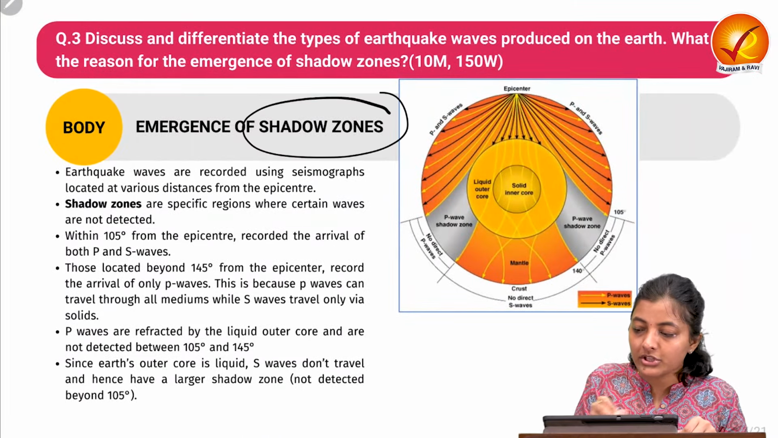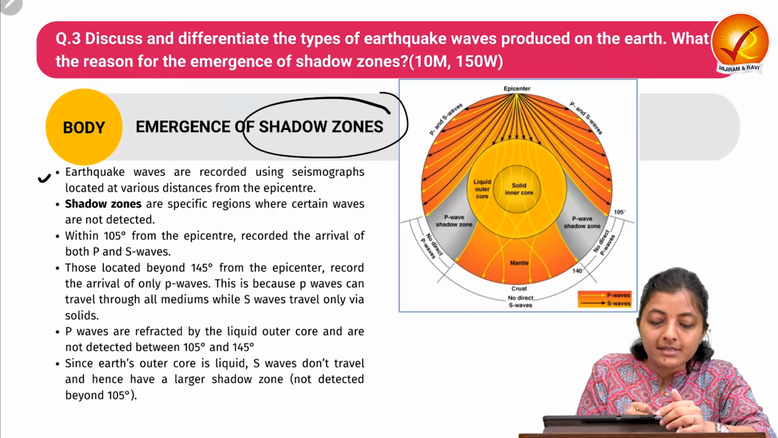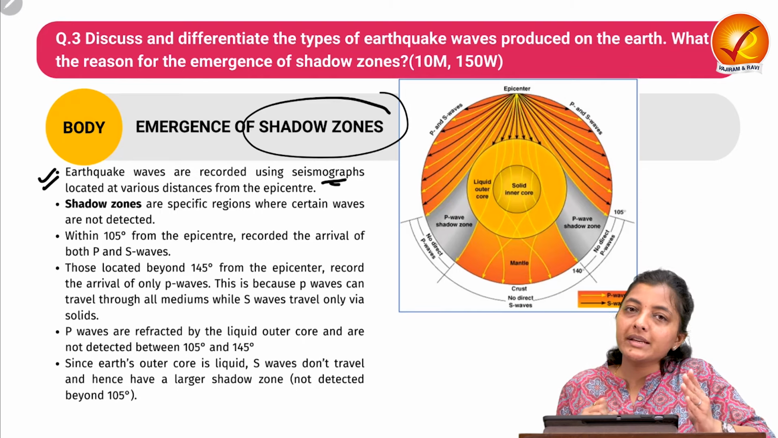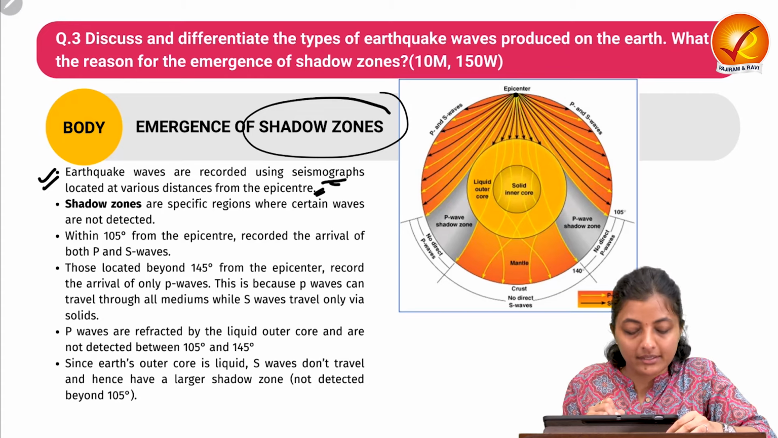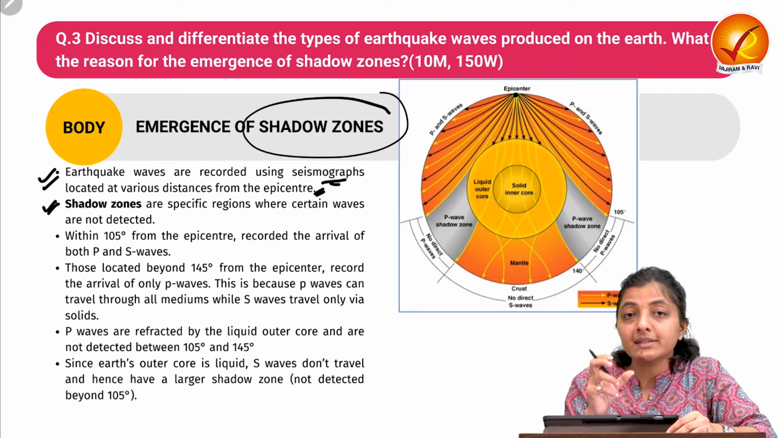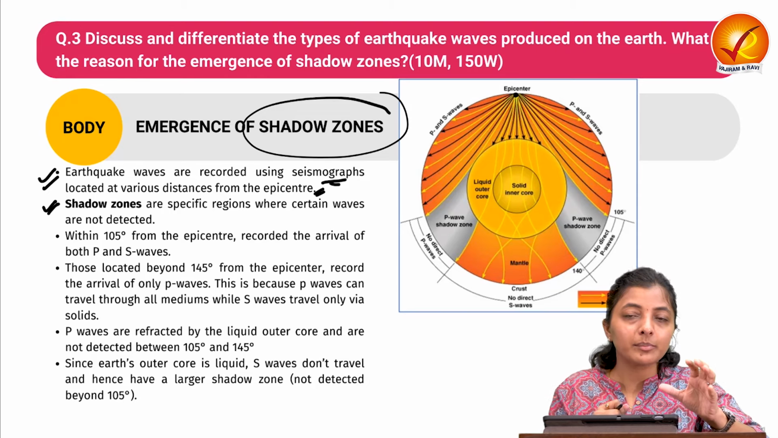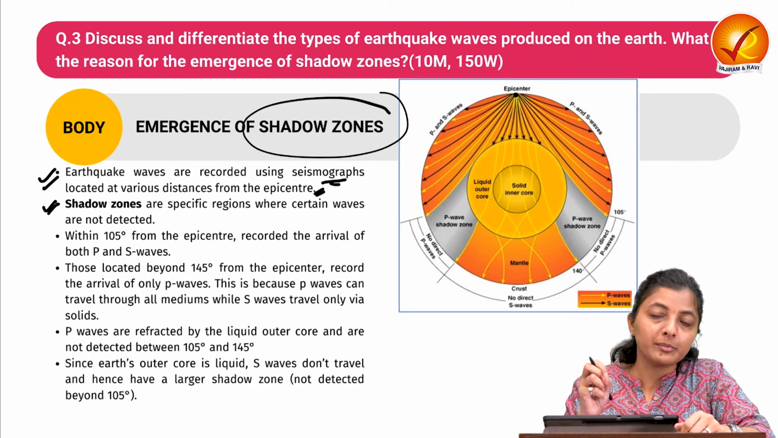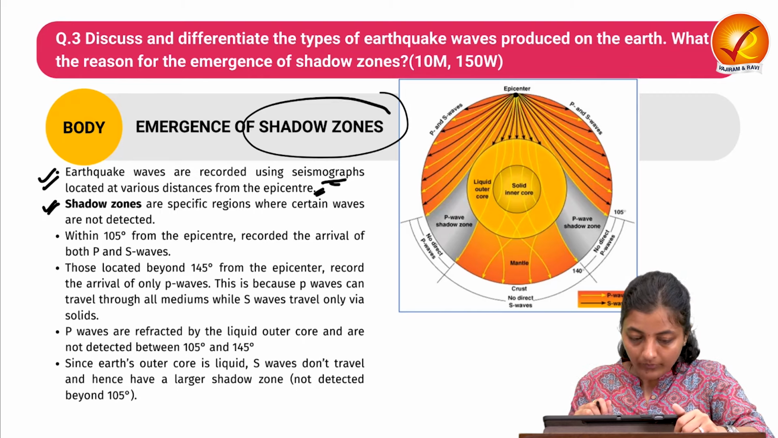Now, the emergence of the shadow zones. What are the shadow zones? First, we record the earthquake waves at seismographs that are located at various distances on the surface of the earth from the epicenter. Let's suppose this is the epicenter. Shadow zones are the zones where the P or S waves are not present. Where the P waves are not present, we say this is the shadow zone of P. And where the S waves are not present, we say this is the shadow zone of S waves. Okay.